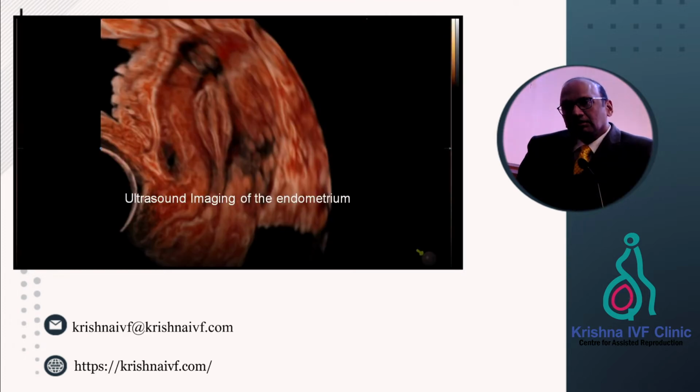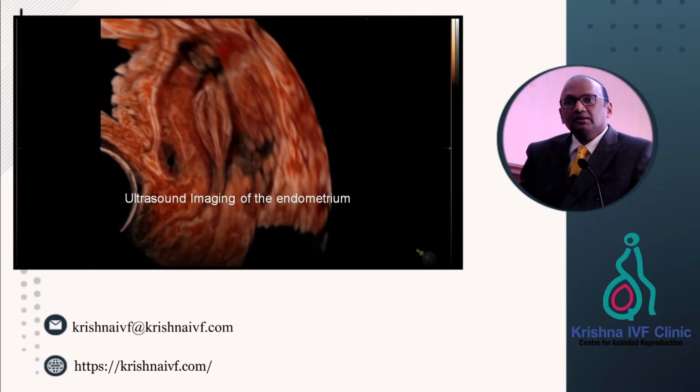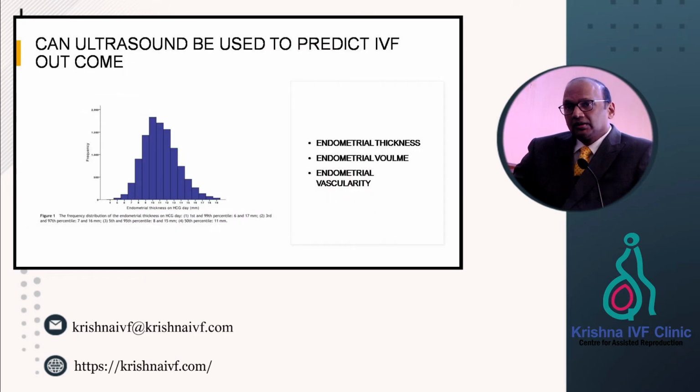Then when we come to the uterus, there is a lot of confusion about the thickness of the endometrium, the volume of the endometrium, and the vascularity. So when you look at the thickness of the endometrium, this is a nomogram where they have given the spread of the endometrium from 11 to 15 millimeters, wherein they have emphasized one thing.